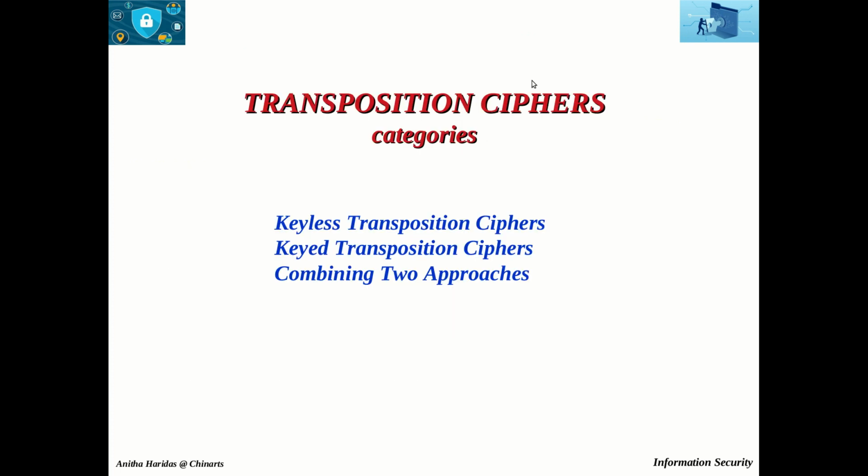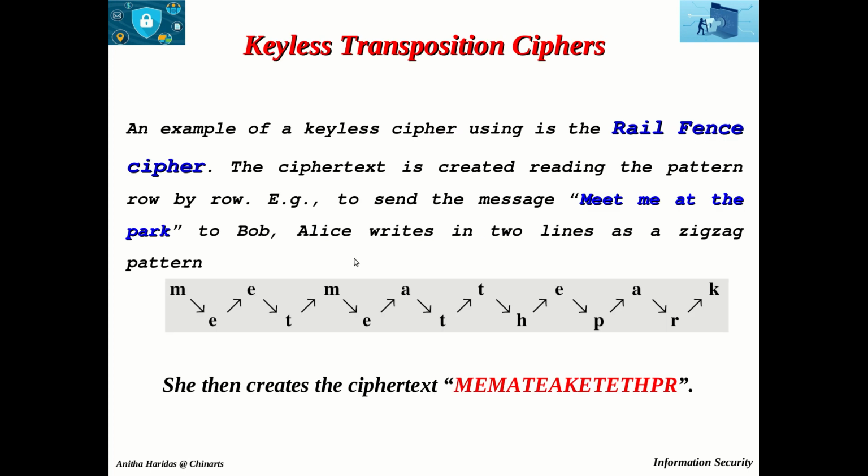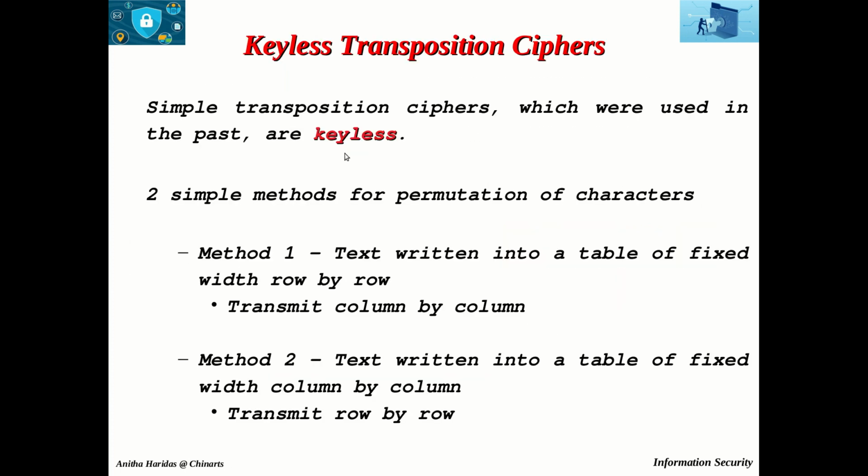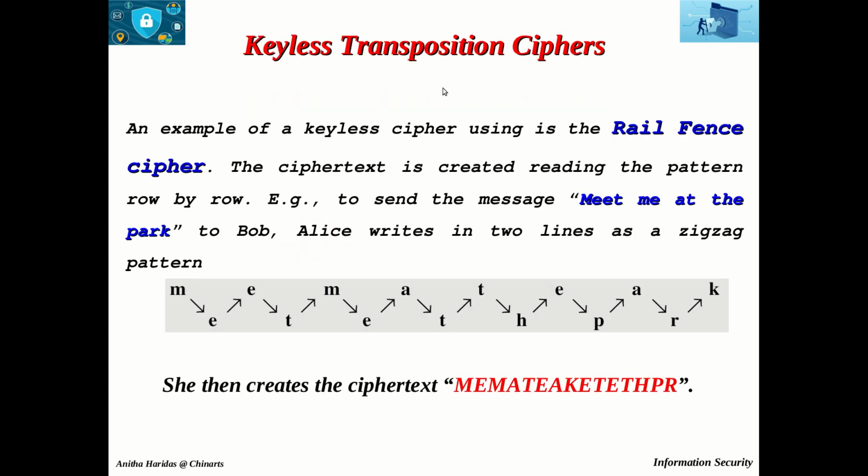So in general, the transposition cipher categories can be keyless transposition cipher, or you can have keyed transposition cipher, or you can have both the approaches combined together. So these are the three categories of transposition cipher. Out of these three categories, we are going to talk about the keyless transposition cipher now. We have already seen the very early method of keyless transposition cipher that uses permutation of characters in these two methods, right? So the same is repeated again here in a different version.